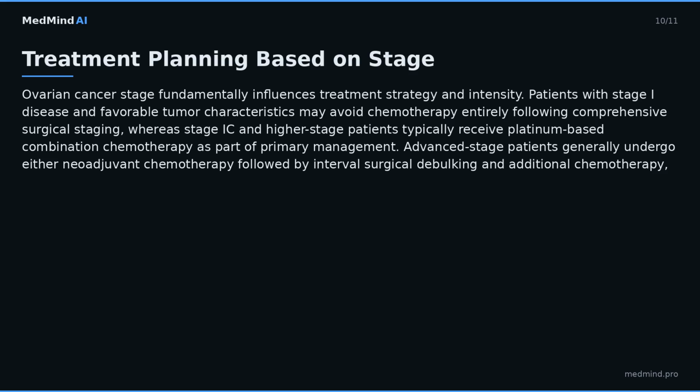The incorporation of targeted biologic agents, including bevacizumab and PARP inhibitors, into treatment regimens increasingly depends on stage classification and other prognostic factors. Stage 4 patients may receive palliative chemotherapy aimed at prolonging survival and maintaining quality of life rather than pursuing curative intent. The staging assessment therefore constitutes the essential foundation upon which multidisciplinary treatment plans are constructed, ensuring that therapeutic intensity matches disease burden and patient goals.